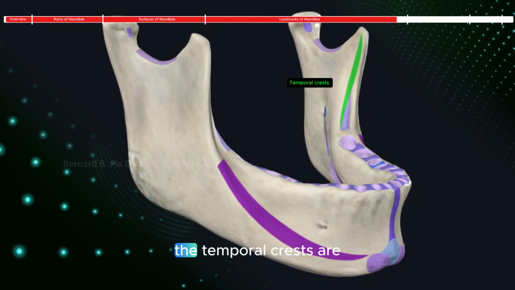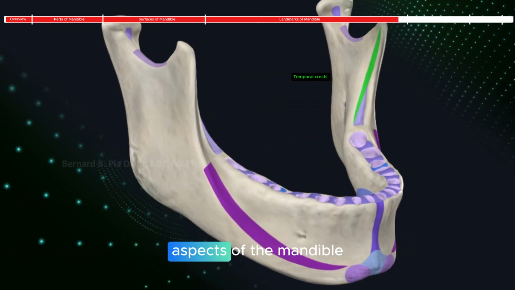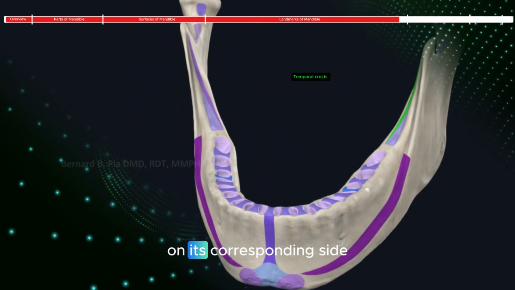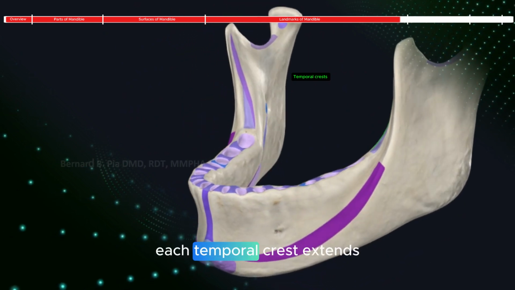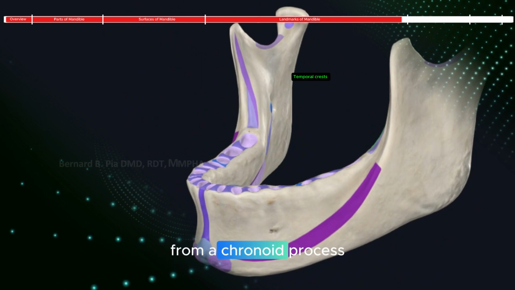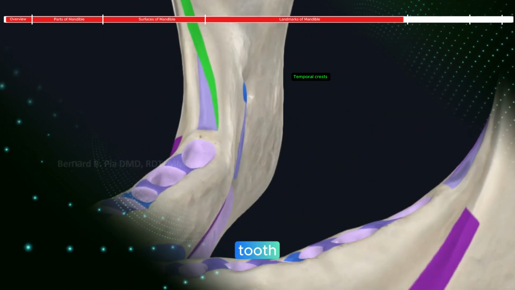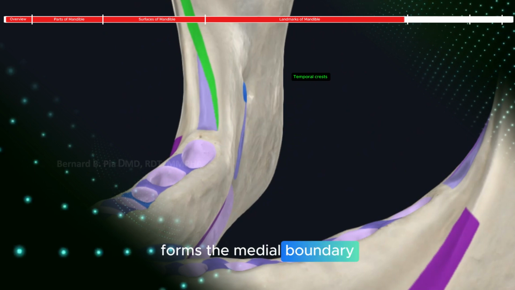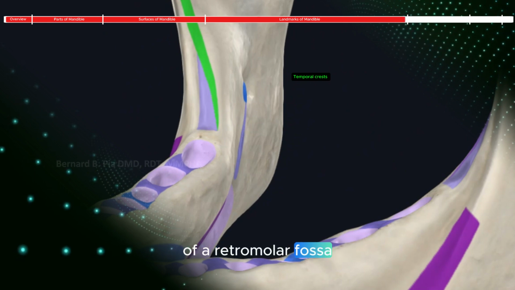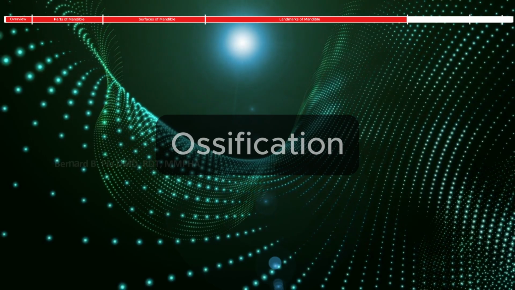19. The temporal crests are the two ridges found along the posteromedial aspects of the mandible. On its corresponding side, each temporal crest extends anteroinferiorly from a coronoid process to the area located posterior to a third molar tooth, forms the medial boundary of a retromolar fossa, and provides an insertion site for a temporalis muscle.